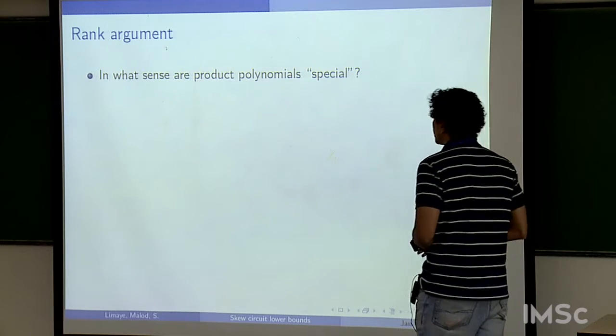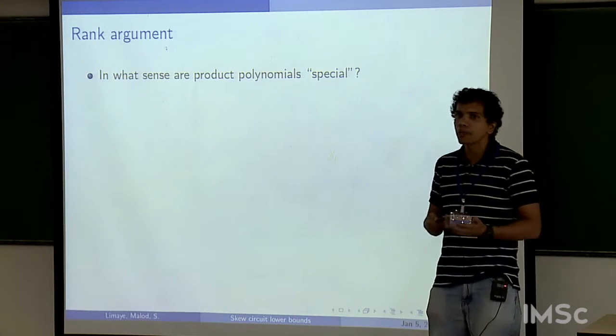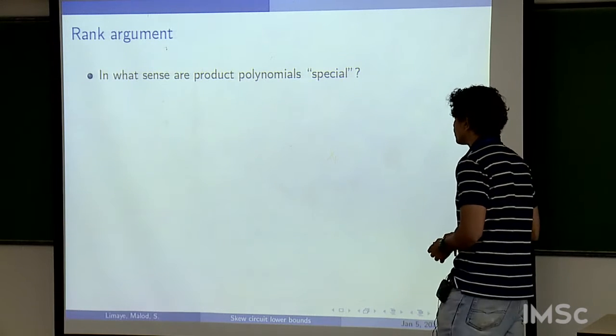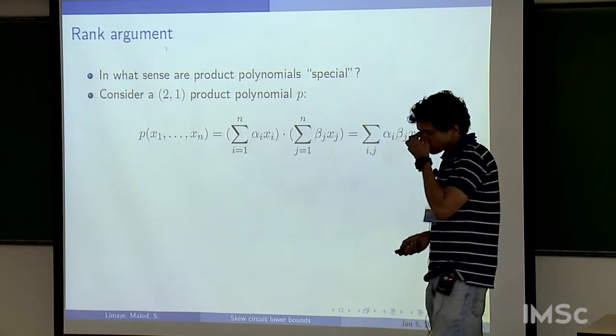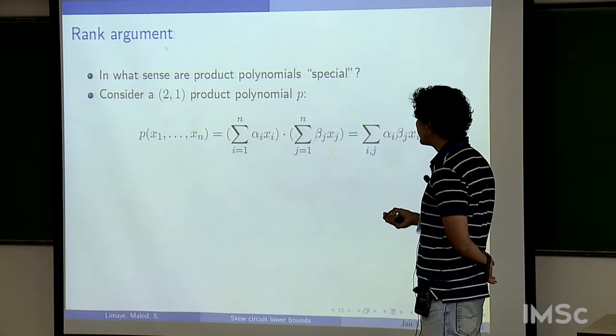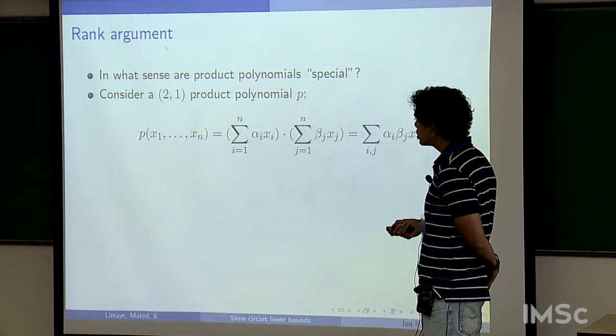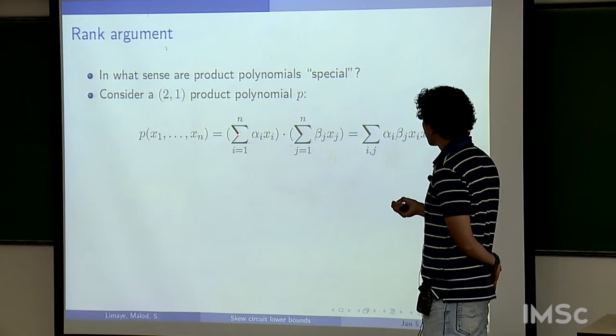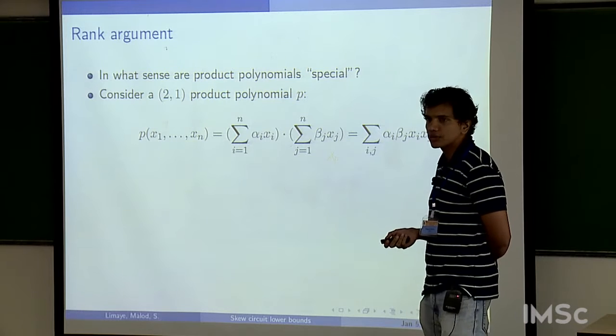So if we understand in what sense product polynomials are special, maybe that will help us come up with a polynomial that cannot be decomposed in this way. Okay. So let's just try a very special case of what I'm talking about. Instead of looking at general d-e product polynomials, let's look at 2-1 product polynomials. So these are quadratic polynomials that can be written as a product of two linear functions, nothing more.